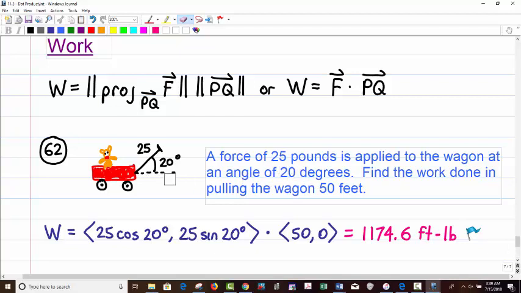So it's 25 pounds being applied at 20 degrees. So what you need to do is break it down into the vector of what the vector would represent in its two components. So the x component would be 25 cos 20. The y would be 25 sine 20. And if you're going 50 feet horizontally, that vector would just be 50, comma 0. So you just do a dot product and you get roughly 1174.6 foot-pounds.